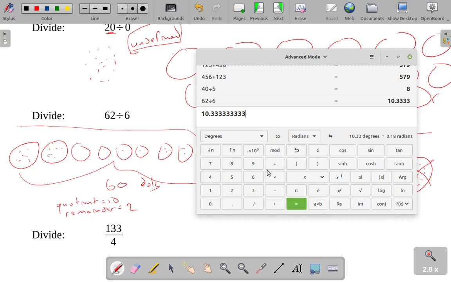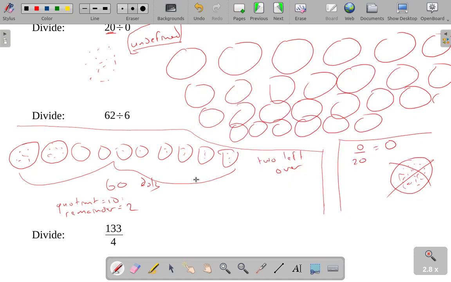10.333333. Those 3's actually go on repeating forever. So, how in the world does this number relate to that one? Well, you can see first off there is a 10. And this is saying that there are 10 full groups. This is the same 10 as what you saw right here. So 62 divided by 6 gave us 10.3 repeating. We do this line over the top of a number to say that it repeats forever.